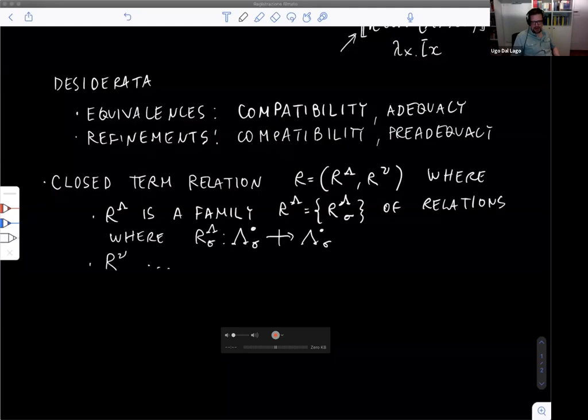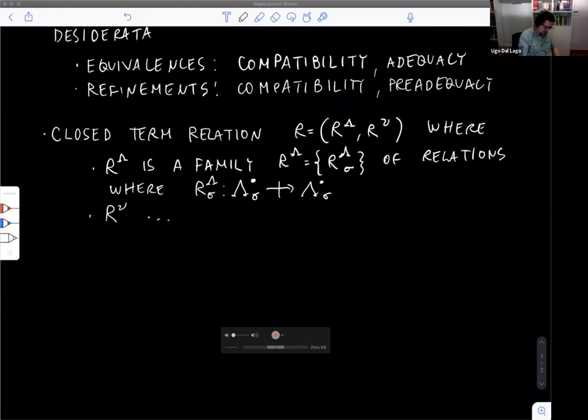Why are we doing so? Why are we taking not just one relation between values or computations, but a family, actually two families of relations? Well, we do that because we don't want to compare programs which have different types. This simple type theory doesn't make too much sense. Of course, if you switch to other notions of type system, it makes sense sometimes to compare terms of different types, but in this particular case, it doesn't. Okay. So this is what people call a closed term relation, and that's the way we will compare closed terms.